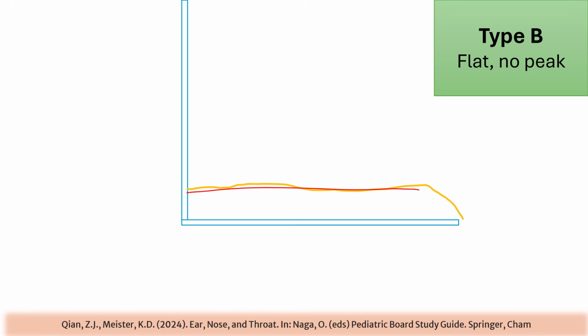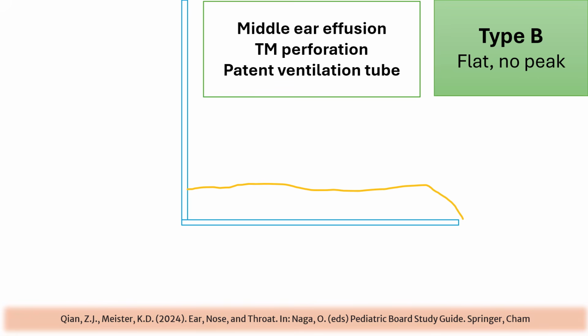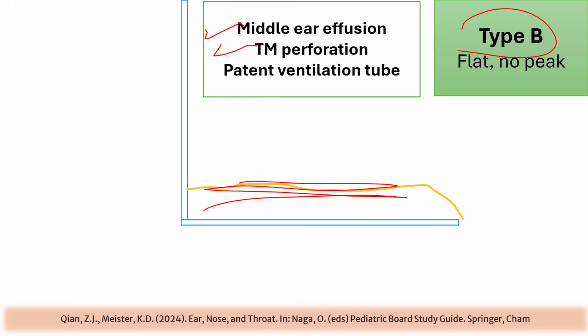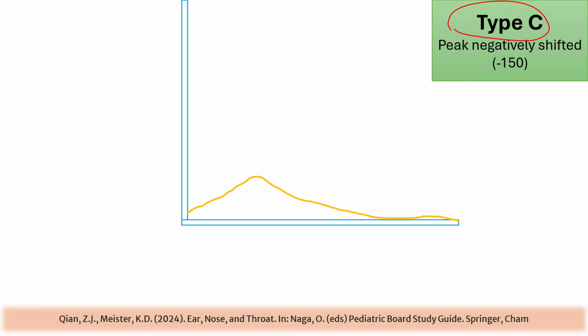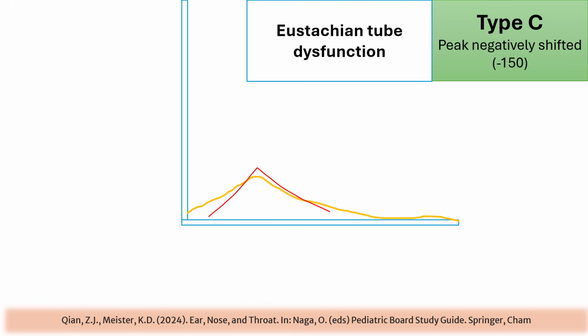Type B is flat with no peak, commonly seen in otitis media with effusion, tympanic membrane perforation, and patent ventilation tube. Type C, you will see that the peak is negatively shifted to the negative side. Type C is commonly seen in cases of eustachian tube dysfunction.